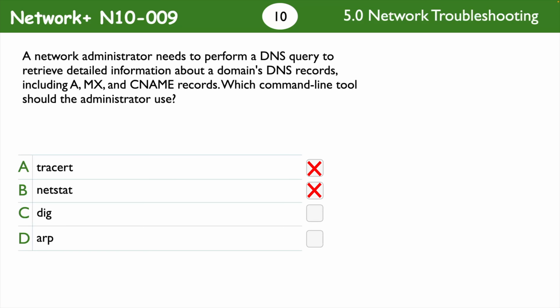And finally, let's take a look at D. The ARP command is going to display and manage the ARP table, which maps IP addresses to MAC addresses. That has nothing to do with DNS. And that's going to leave us with the answer, which is C, dig. The dig command is designed specifically for querying DNS servers to retrieve detailed information about the domain records, such as A record, which is address, MX, and CNAME records. And that will be your answer for this question.